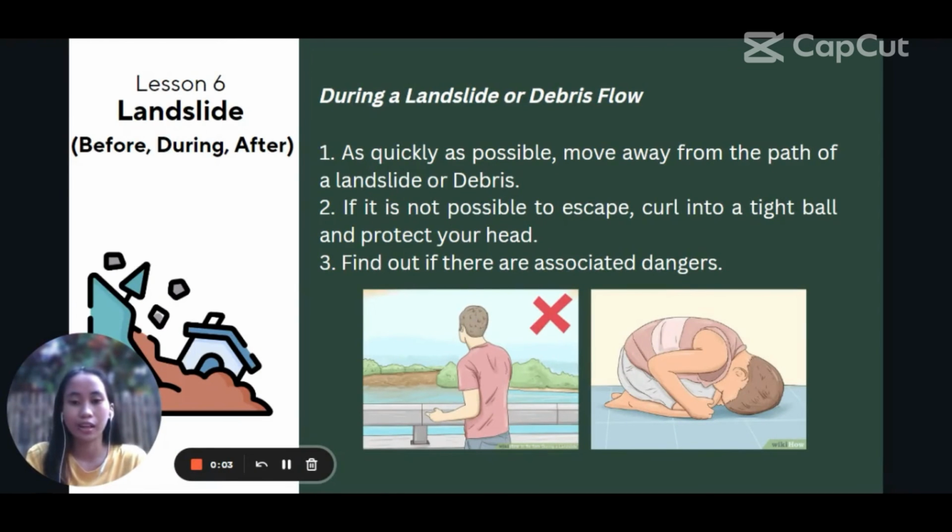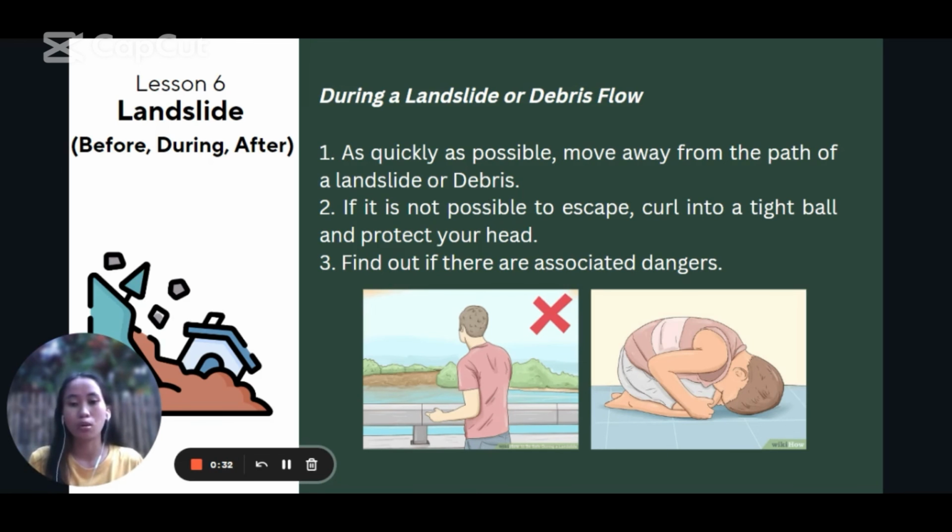So I'm back again to discuss the guidelines when a landslide or debris flow occurs. During, first is as quickly as possible, magpalayo o muhawas sa mga posibleng agian sa landslide, not just stay in the area and just watch the landslide happen. Just like in the picture nga, gitan-aw lang niya, wala siya gihimo. As soon as possible, move and take action.